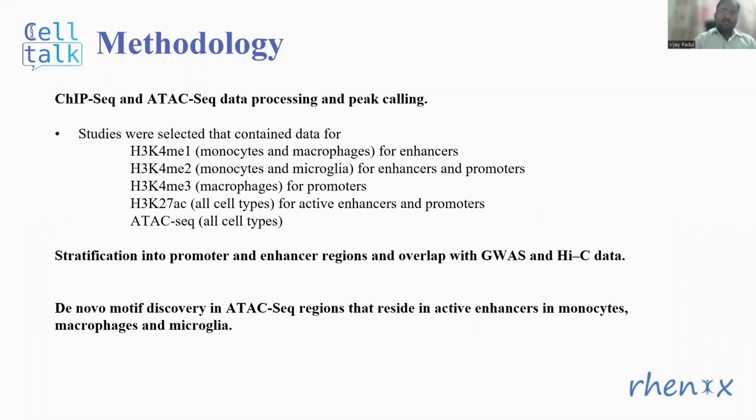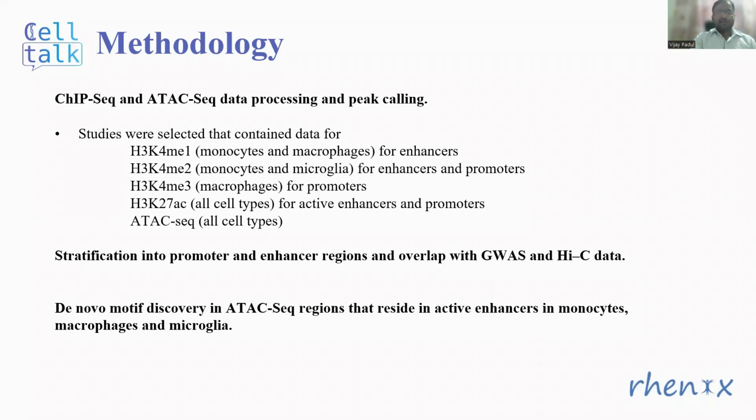Here they have used ChIP-seq data for H3K4me1, that is histone H3 in different methylation states, methylated 1, methylated 2, methylated 3, and H3K27ac, and ATAC-seq. This data was available for monocytes and macrophages for the methylated 1 state, monocytes and microglia for the methylated 2 state, only macrophages for the methylated 3 state, and all cell types for H3K27ac and ATAC-seq. And they identified enhancers and promoters, as depicted here, by using the peak calling method.